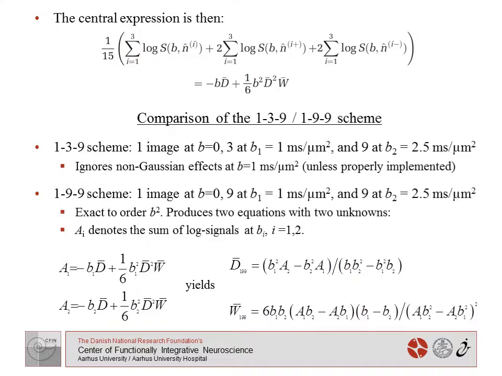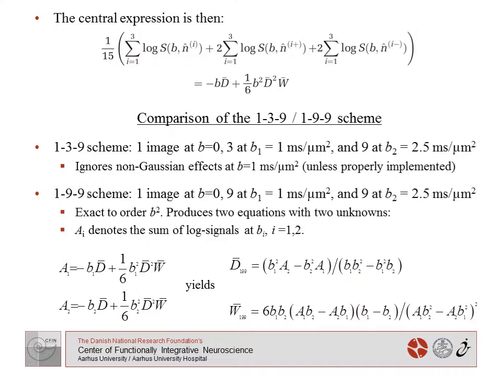This was the basis for the 139 scheme for fast kurtosis estimation that we showed in our MRM paper from 2013. The 139 scheme collects one image at b equals 0 for normalization, and then 3 orthogonal directions at b1, and the 9 directions at a b value b2. The 199 scheme that we present in the current paper also acquires one image at b0, but then the 9 directions are acquired at both b1 and b2.